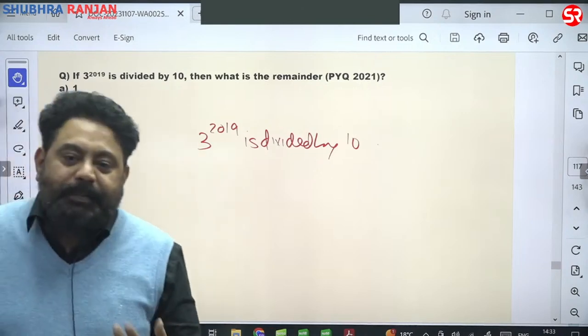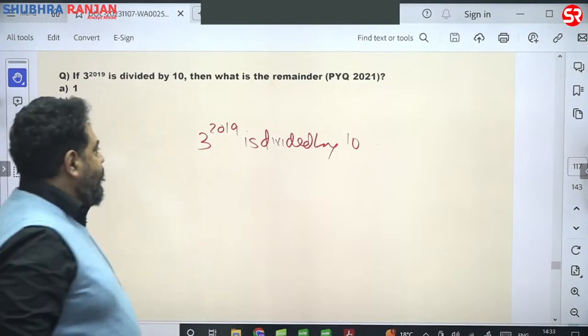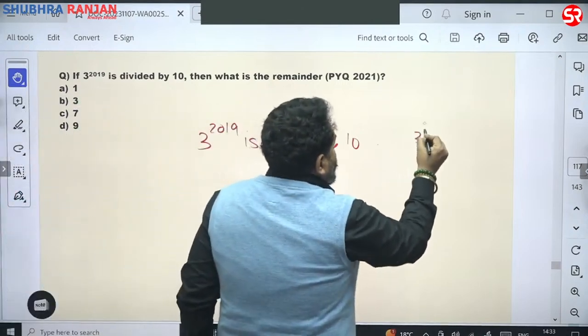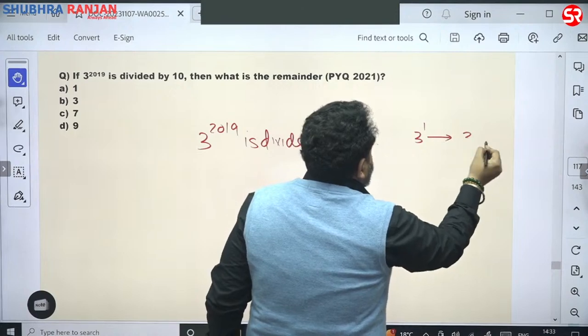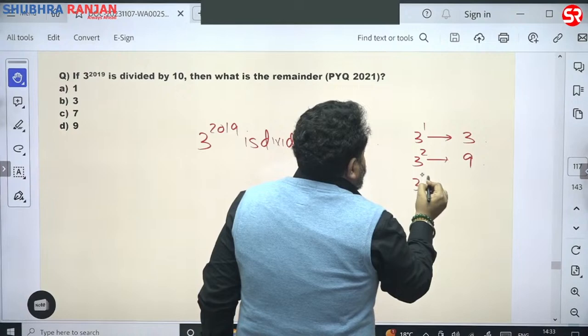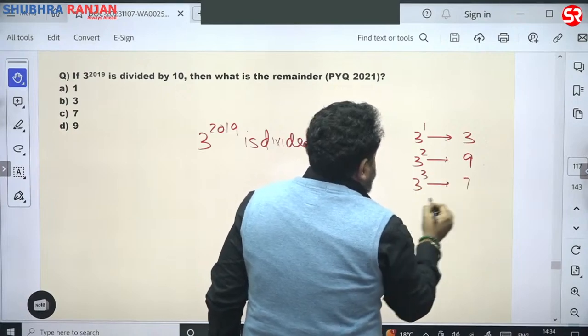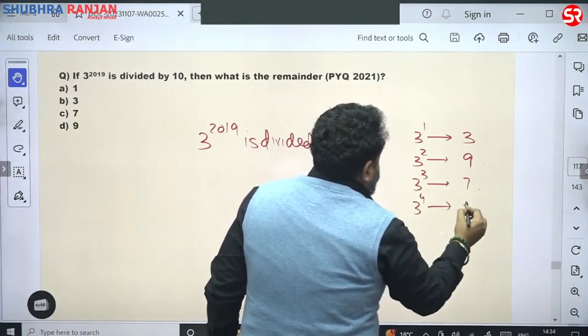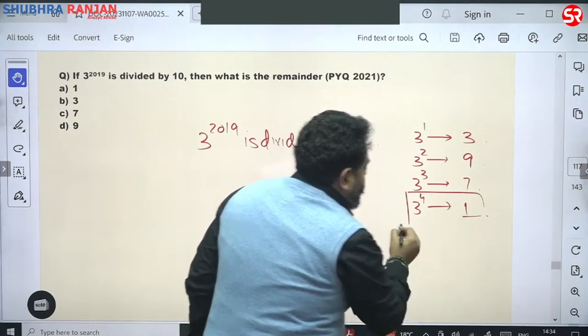And they have that passion for 10. Well, the reason is very obvious. 3 to the power 1 when divided by 10 is remainder 3. 3 to the power 2 when divided by 10, remainder is 9. 3 to the power 3 is 27 gives you 7. And 3 to the power 4 is 81 gives you 1 as remainder. Done.